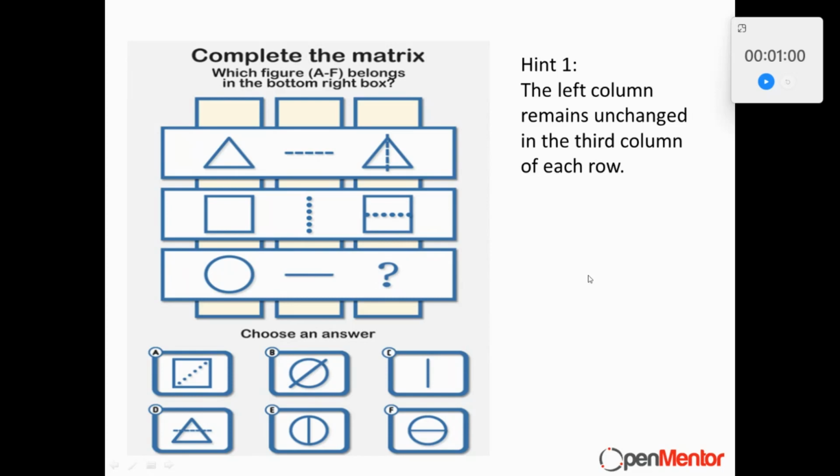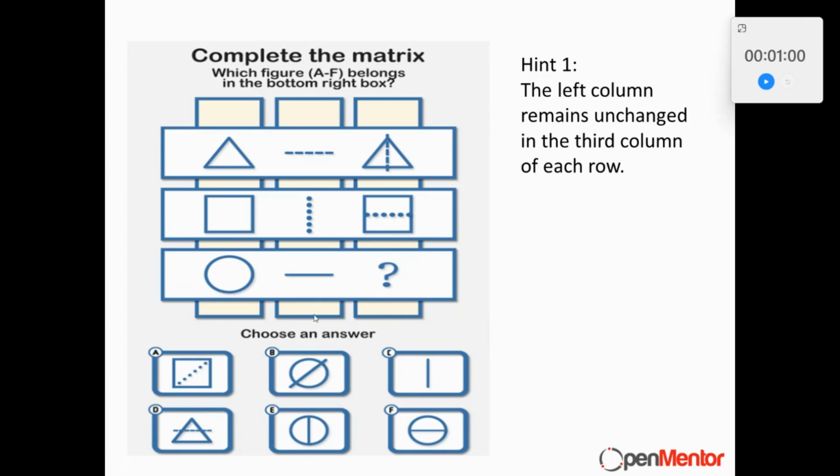The first hint is the left column remains unchanged. In the third column of each row, what does it mean? The left column, this is triangle, rectangle and circle, will not change in the third column. So same triangle, same rectangle, and now we know that it is a circle here, because hint one says the left column and the right column, the pattern is the same.